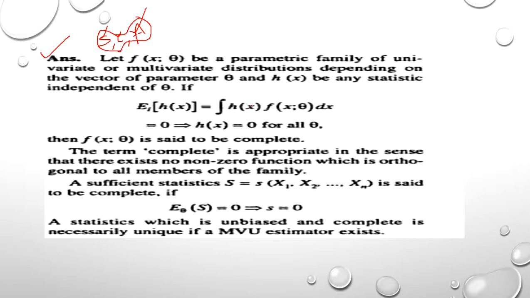This is the completeness definition. Let f(x, theta) be a parametric family of a univariate or multivariate distribution depending on the vector of parameter theta, and h of x be any statistic independent of theta. Here sufficient also is useful. The expected value of h(x) is equal to the integral. When the expected value is equal to 0 for all theta, then we say that it is complete, otherwise not complete. Here we get a lot of results also. We can discuss a lot of results.